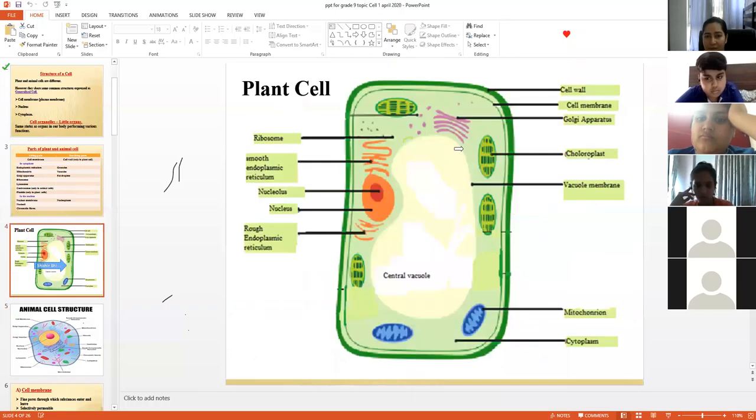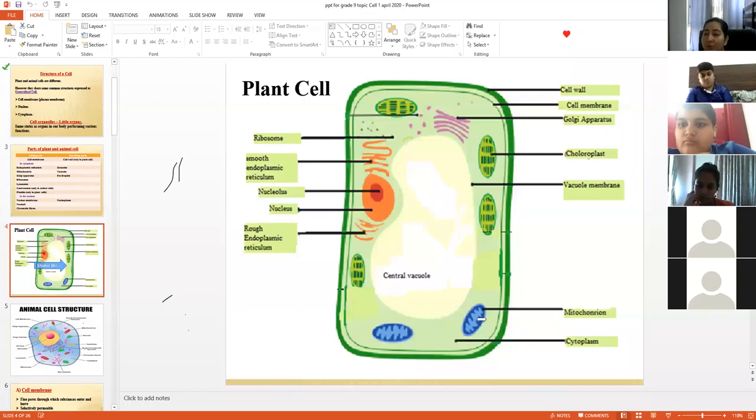That's the basic difference. Now, just go through each and every part. The outer part is called the cell wall, with the cell membrane inside it. Children, this is the Golgi apparatus, the one in pink. These oval structures are the chloroplasts. Then comes a huge vacuole. Animal cells also have vacuoles, but they don't have such huge vacuoles. The vacuoles present in animal cells are very small.